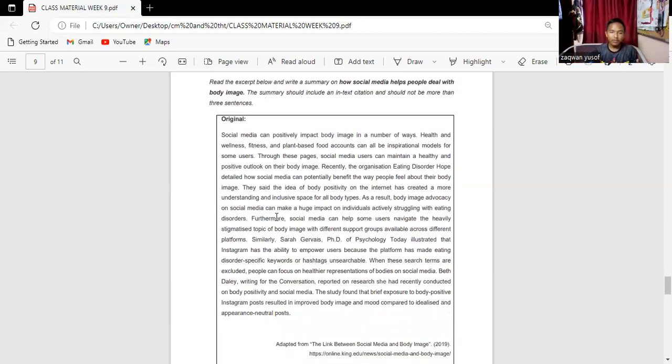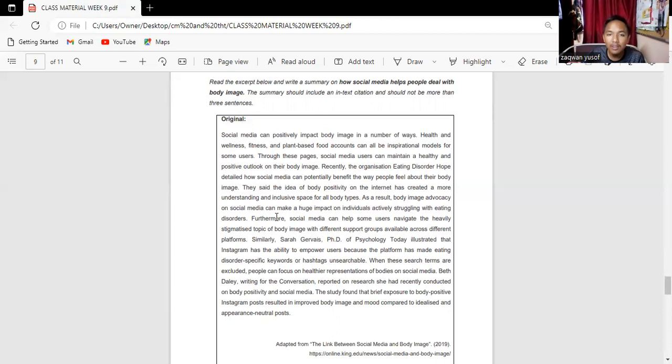Okay, original. Social media can positively impact body image in a number of ways. Health and wellness, fitness, and plant-based food accounts can all be inspirational models for some users. Through their page, social media users can maintain a healthy and positive outlook on their body image.